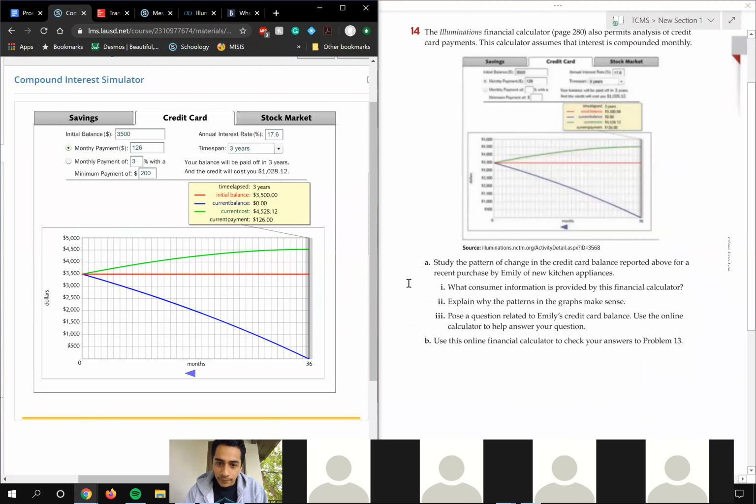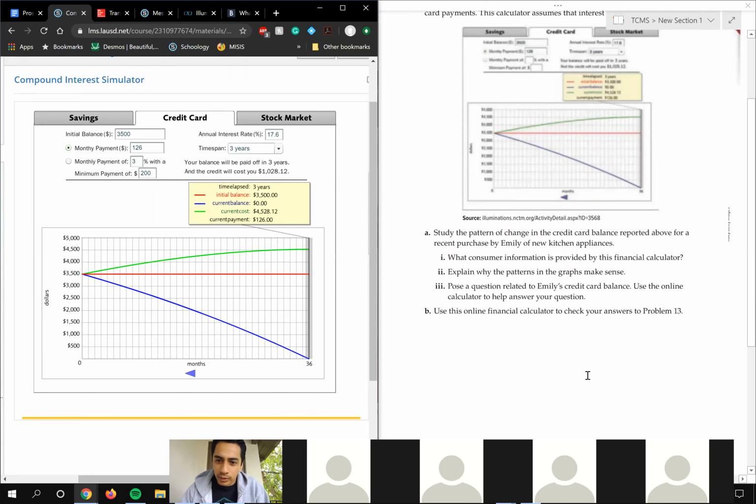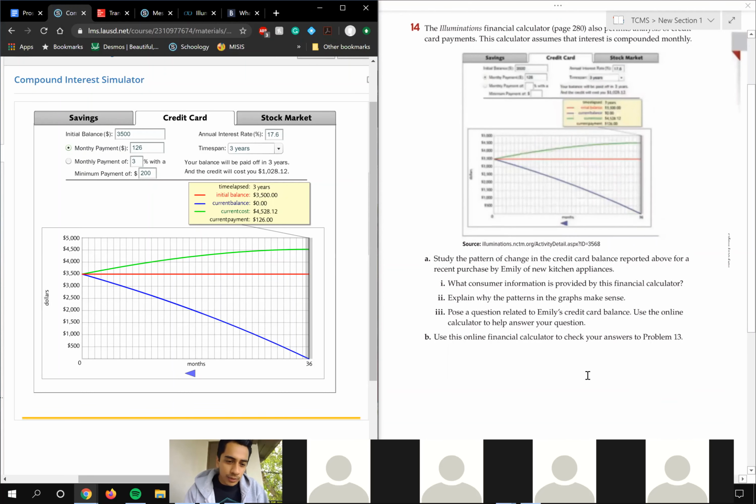Okay, so one of the things that they're asking for is what consumer information is provided by this financial calculator. One of the good things about it is, well, one, it tells you the interest rate, right? So that's one thing that typically you would have to ask the credit card company for. Typically, they mail you a letter that tells you what your interest rate is. Okay. Part two, explain why the patterns in the graph make sense.